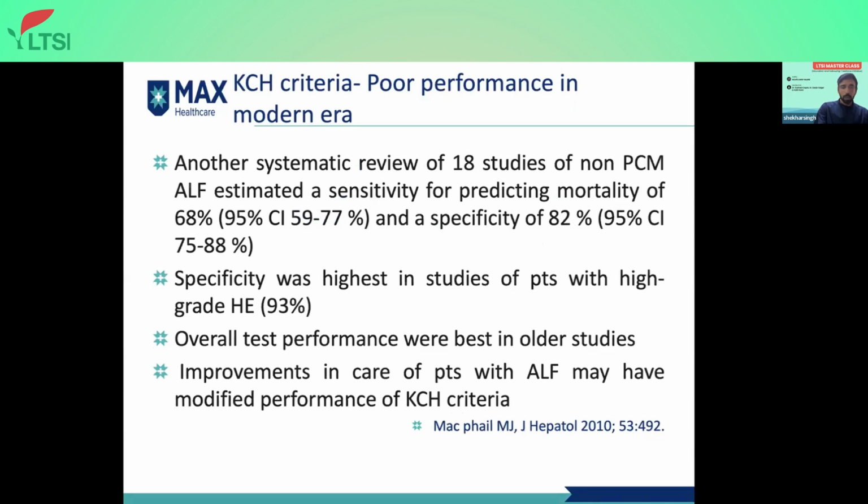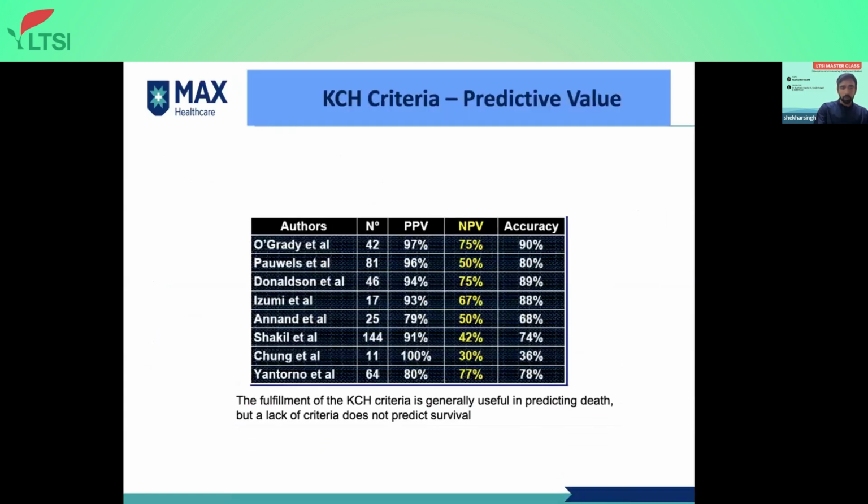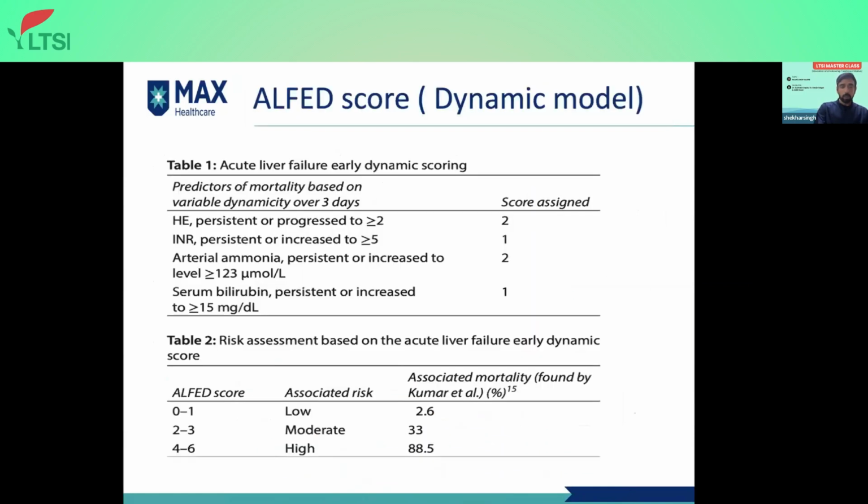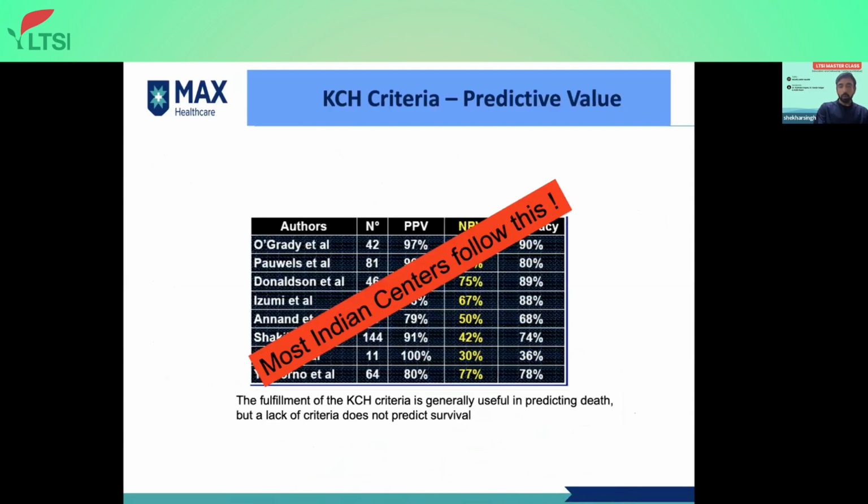sensitivity of the test. The criteria showed better prediction in past studies as compared to newer ones, because with improving critical care of ALF patients, the performance of the test is not as good as it used to be in the past. So fulfillment of the King's criteria is useful in predicting death, but lack of the criteria doesn't predict survival. But still, in most centers, this is the criteria that we commonly use.